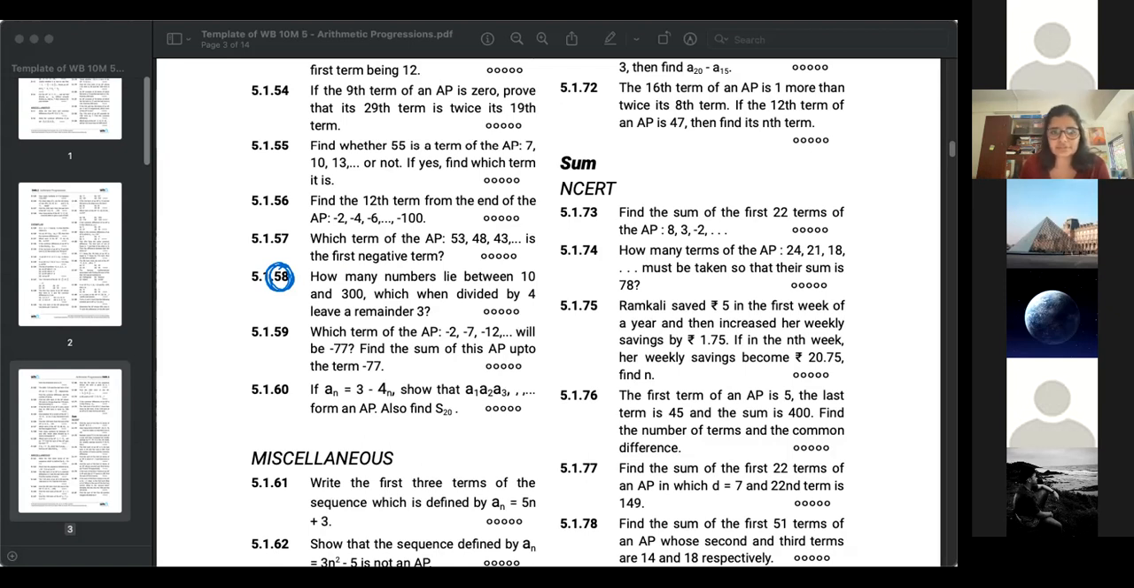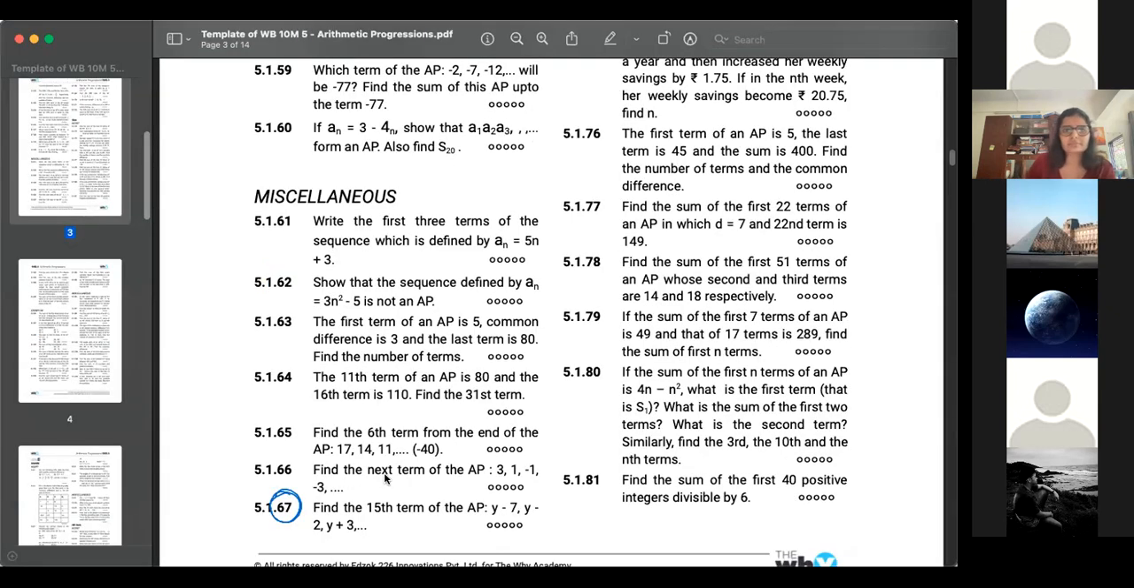See, write the first term, show the sequence, 6th term from the end. So all of these you guys have done. Oh, this is interesting. Look at question number 67. Find the 15th term of the AP. The question is direct. I can't see 67. Oh. I'll scroll up. Yeah, now it came. Okay.